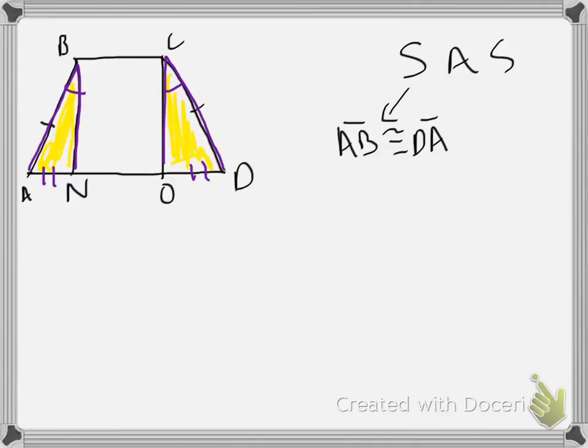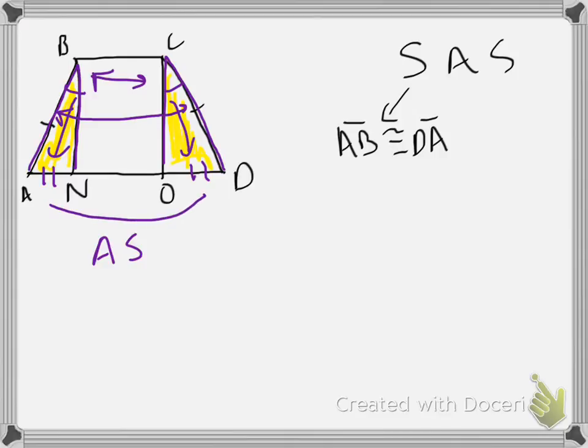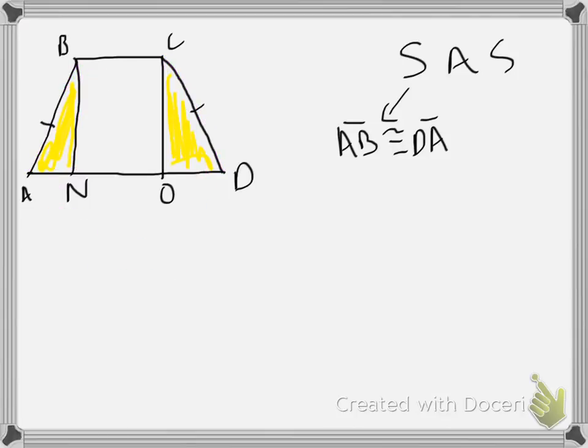Well, again, we're going to have a set of angles right there. We're going to have a set of sides that touch the angle right there. But then we have this other set of sides which is across from the angles. And again, it doesn't work. That's not one of our shortcuts. So we already figured out the first two don't work.